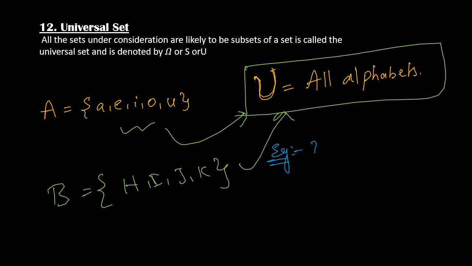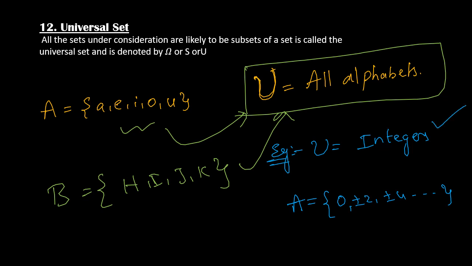Mathematically, if you want an example, I can give you one. I can take the universal set as the integers. And what is our set A? Set A I can take as the even numbers. Even numbers means 0, plus or minus 2, plus or minus 4, and so on. I can say that A is a subset of U, and U is a universal set. Are you getting my point?